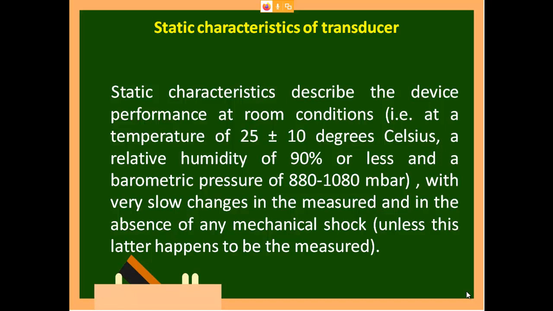Then pressure, normal pressure, we say pressure will be in terms of bar. So usually 880 to 1080 is the normal pressure. So under all these circumstances, if you read a particular value, then you call it static, with only very low changes allowed. Okay, you might have done in the machines lab, keep one particular voltmeter at 230 volts.